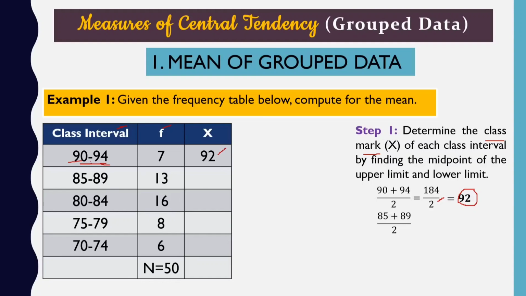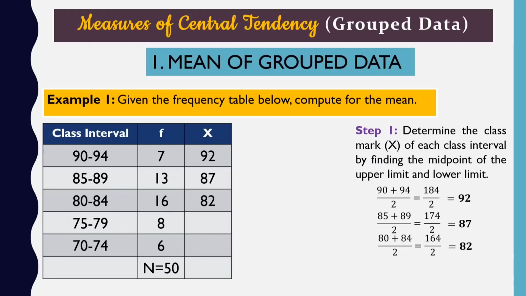Moving on, the next interval is 85 to 89. Our lower limit is 85 and our upper limit is 89. Once again, we add the two. 85 plus 89 is equal to 174, divided by 2, and the result is 87. So we can write there 87. The next interval is 80 to 84. 80 plus 84 is 164, divided by 2, is equal to 82. So we type it under X.